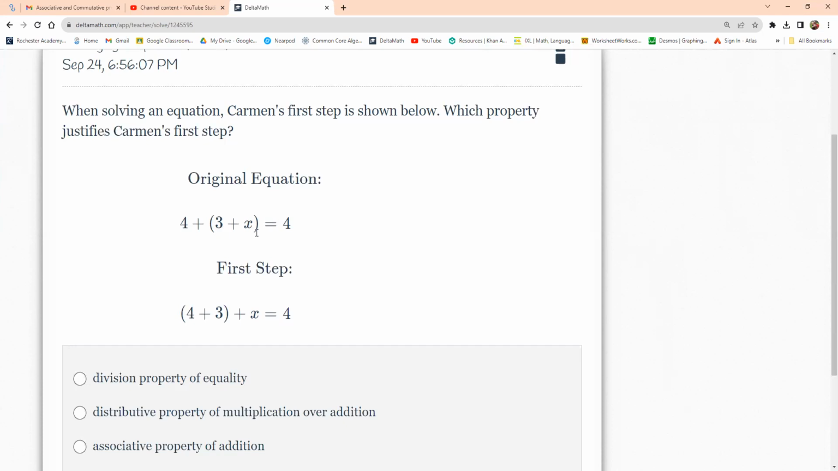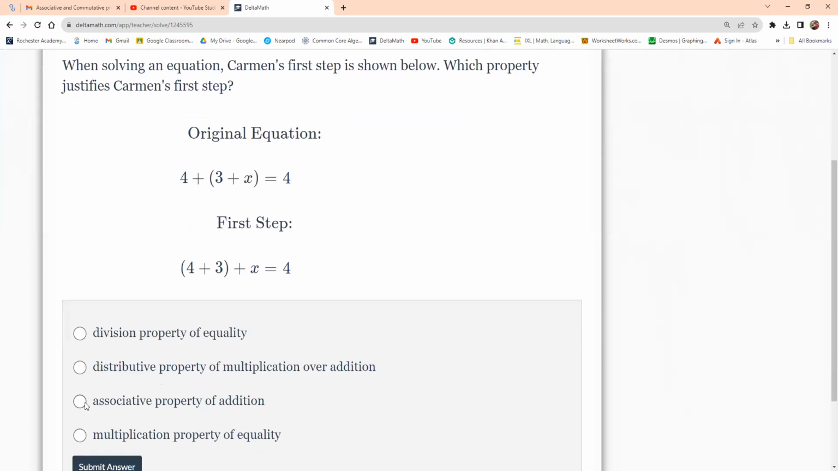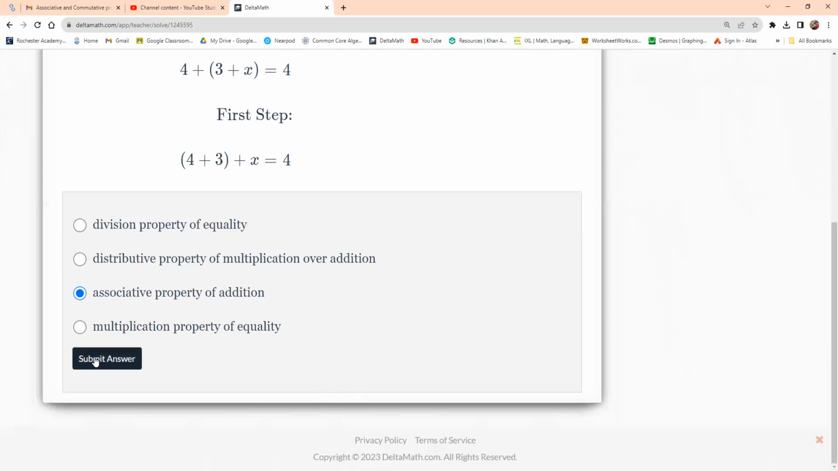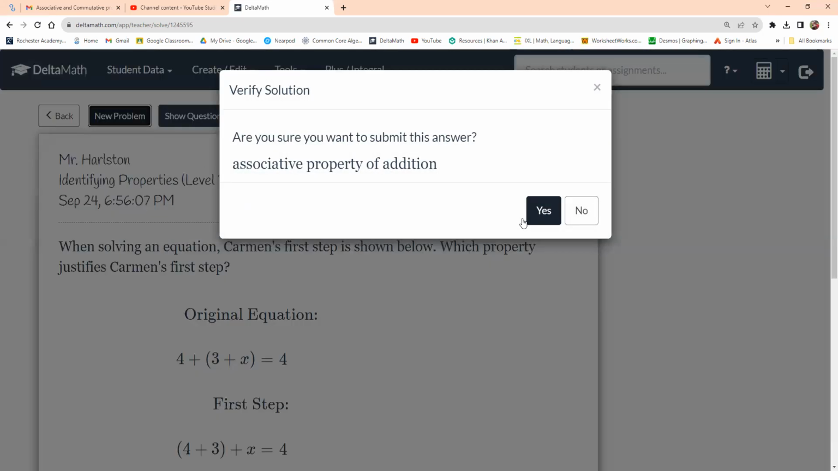Instead of this being 3 plus x, we made it 4 plus 3. Remember, your parents don't want you associating with the x crowd. They'd rather that you associate with your own kind, like the numbers. So that's what we're doing here. We are associating. So this is the associative property of addition because we regrouped and we put the 3 and the 4 together instead of the 3 and the x. So that's the associative property of addition. Submit it. That's what we got.